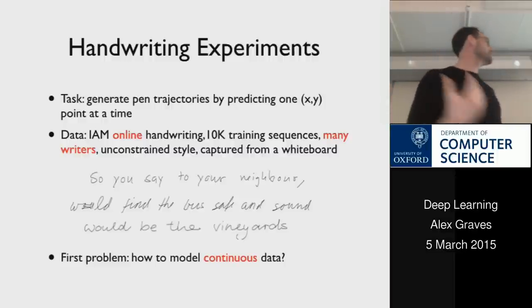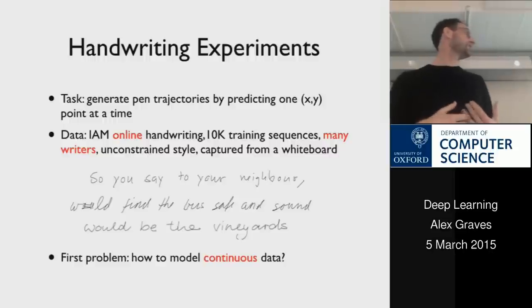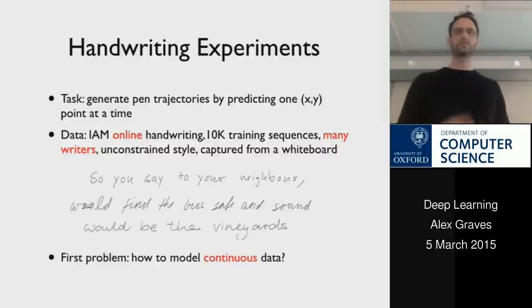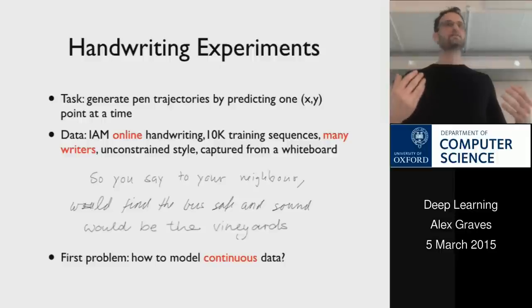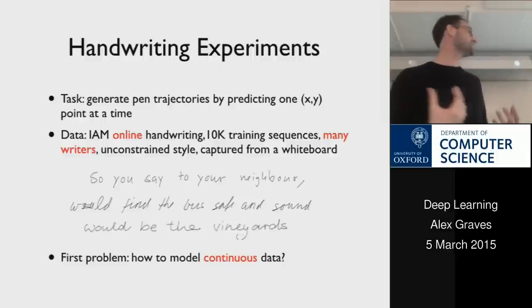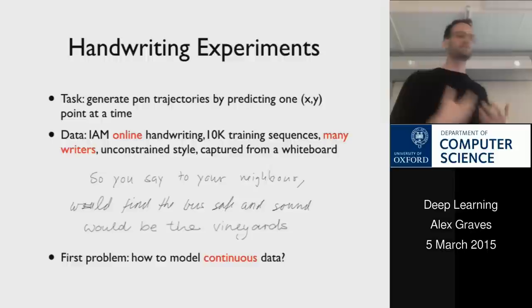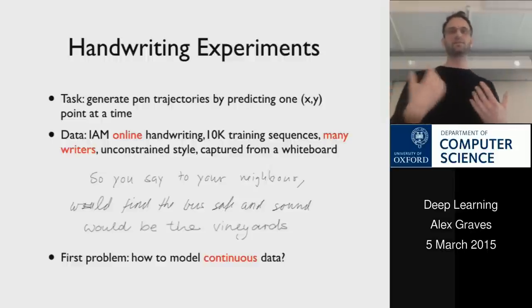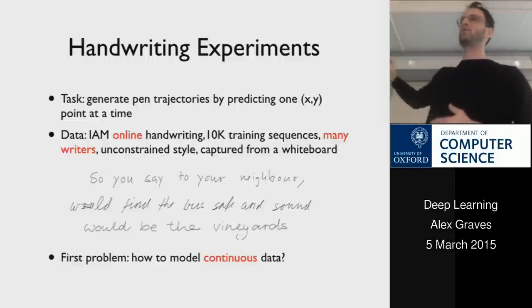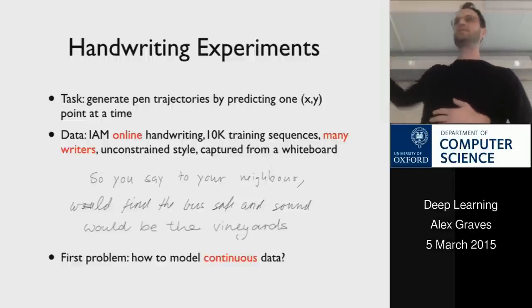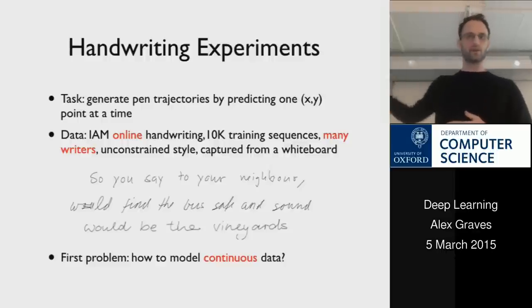The database that I used was the IAM handwriting database collected by the University of Bern. The most interesting features of this are that it's a data set with lots of different writers, and it's very unconstrained. It was recorded by people just writing on a whiteboard with a pen with an infrared sensor, and the sensor recorded where the pen was as they wrote.